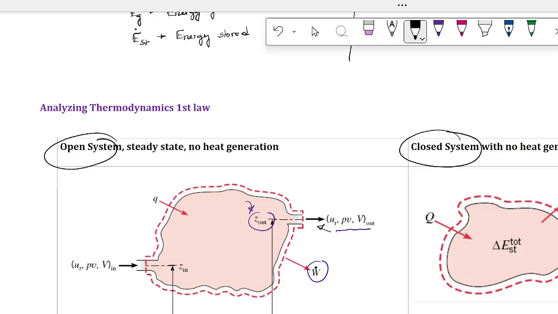Which term can go away? There are 4 terms: energy in, energy out, energy storage, and energy generation. If we are dealing with SS, meaning steady state, everybody remembers, right? If you are dealing with a steady state situation, energy storage goes away, because steady state means there is no way you can store the energy with time. Steady state means with time no change.